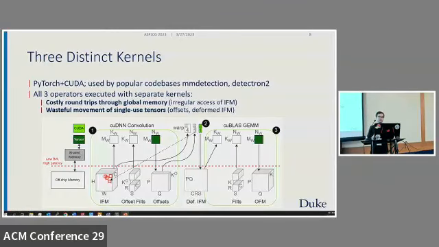The second is that there is a lot of wasted movement of single-use tensors. One particular example is the offsets tensor, which is produced by the offset convolution and is immediately consumed by the consecutive bilinear interpolation.